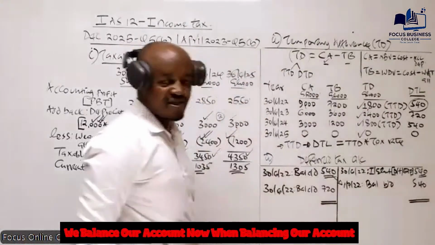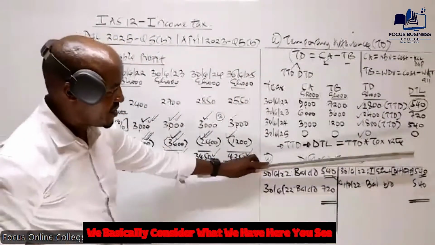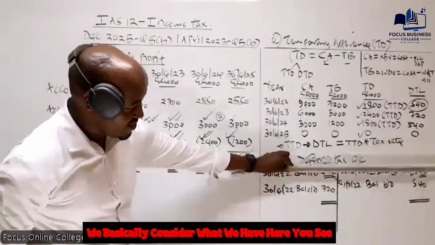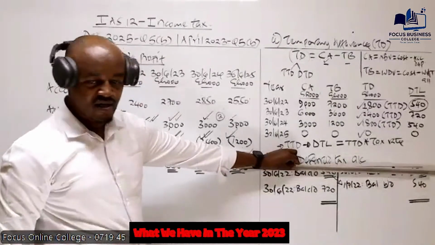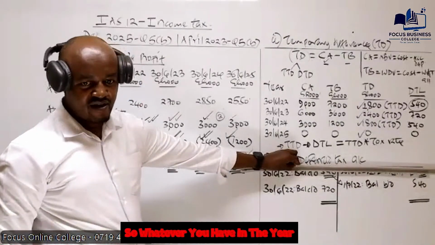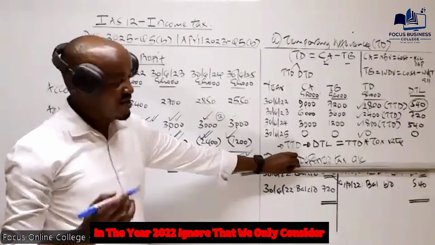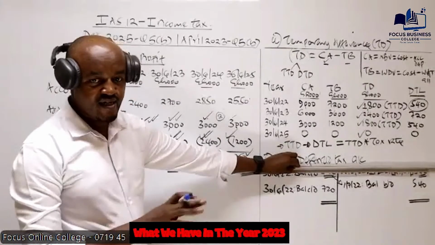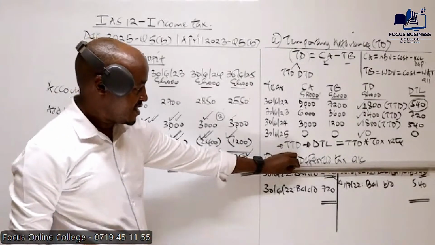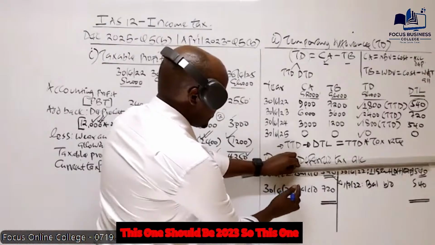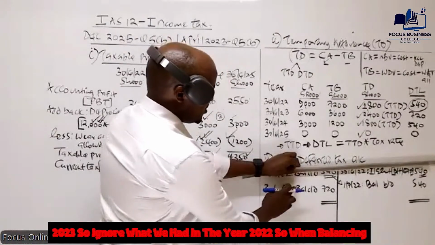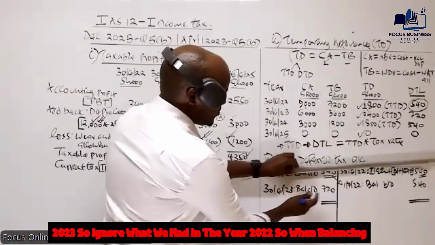Now, when balancing our account, we basically consider what we have here in the year 2023. Whatever you have in the year 2024 is ignored, and in the year 2022, ignore that. We only consider what we have in the year 2023. So we ignore what we had in the year 2022.